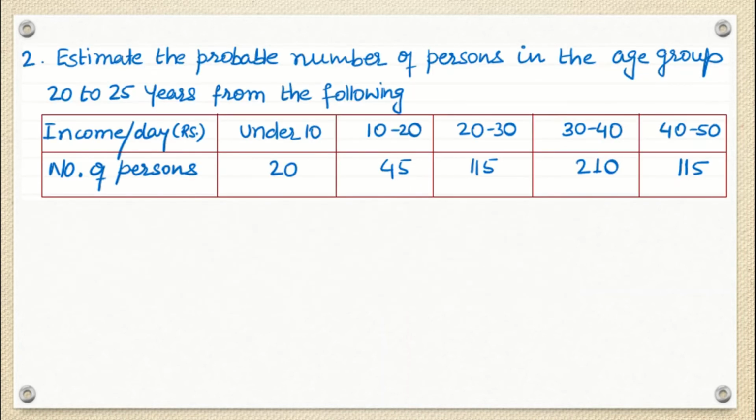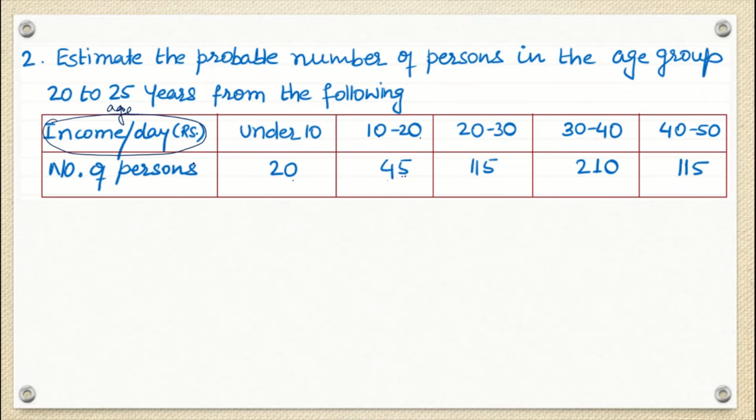Now we will be seeing the second question. Estimate the probable number of persons in the age group 20 to 25 years from the following table. Here some entries are there, income per day under 10. Under 10 means less than 10. But this entry should not be income per day, we can write that it is age. So under 10 age, the total number of persons is 20, between 10 to 20 the total number of persons is 45, and so on.